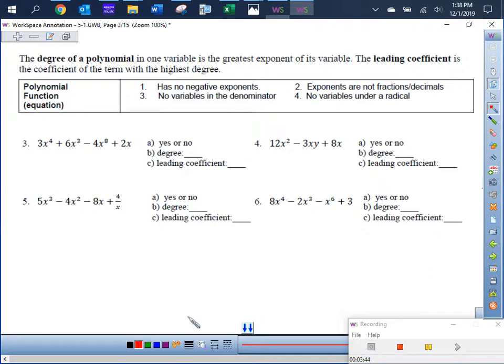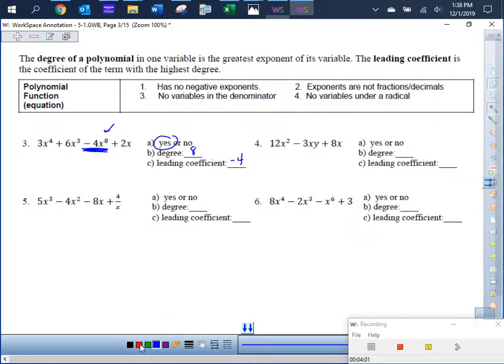So if we try this one, are they using one letter? Yep. And do all 4 rules pass? Yep. So that's a yes. The degree? Find the biggest one. Sometimes we circle them, sometimes we underline them, whatever. Degree 8, leading coefficient of negative 4.